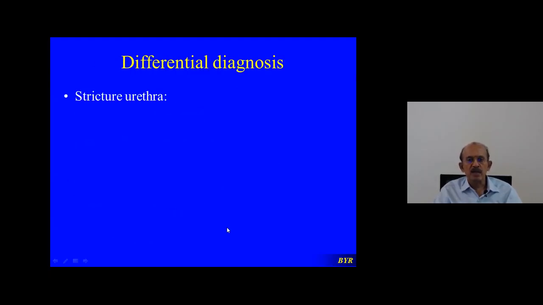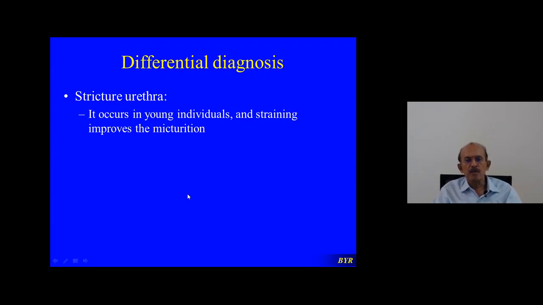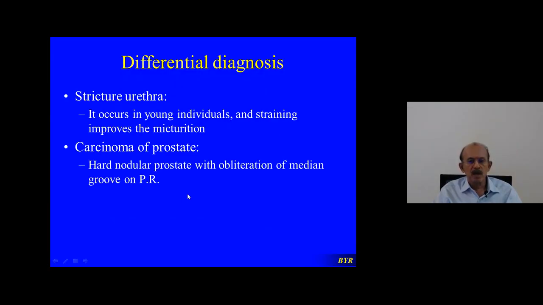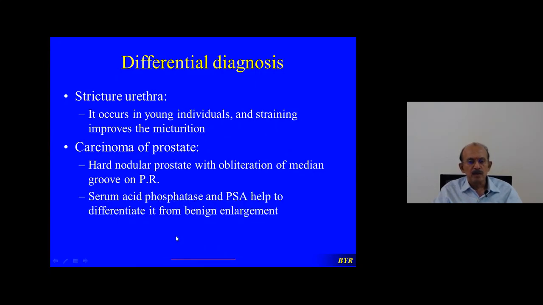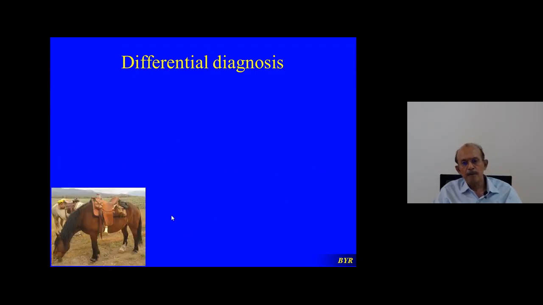Differential diagnosis of prostatic hypertrophy: because the patient is having difficulty in micturition, we have to differentiate it from stricture of the urethra, where it occurs in young individuals and straining improves the micturition, but straining causes retardation of urination in prostatic hypertrophy. Carcinoma of the prostate: hard nodular prostate with obliteration of the median groove. Then biochemical investigations like serum acid phosphatase and PSA will help to differentiate both. Then neurogenic bladder.